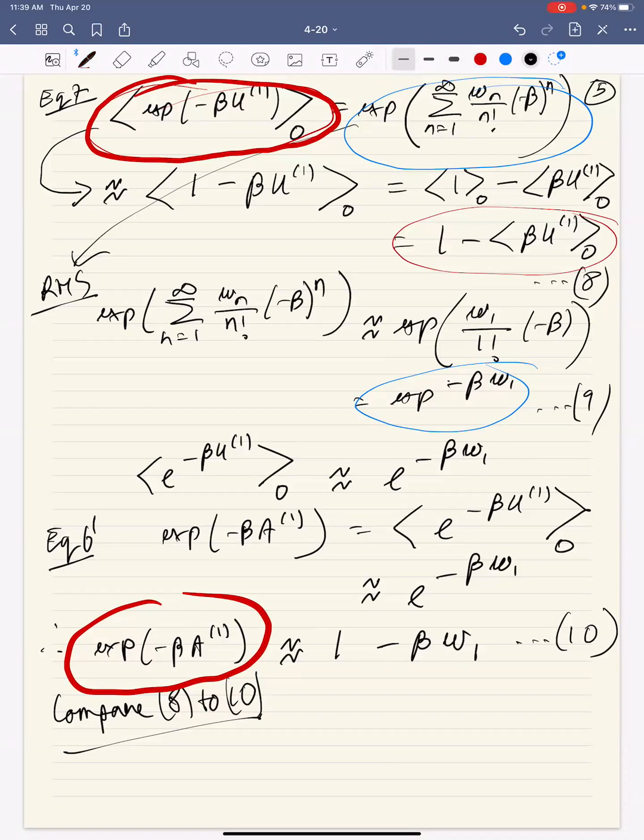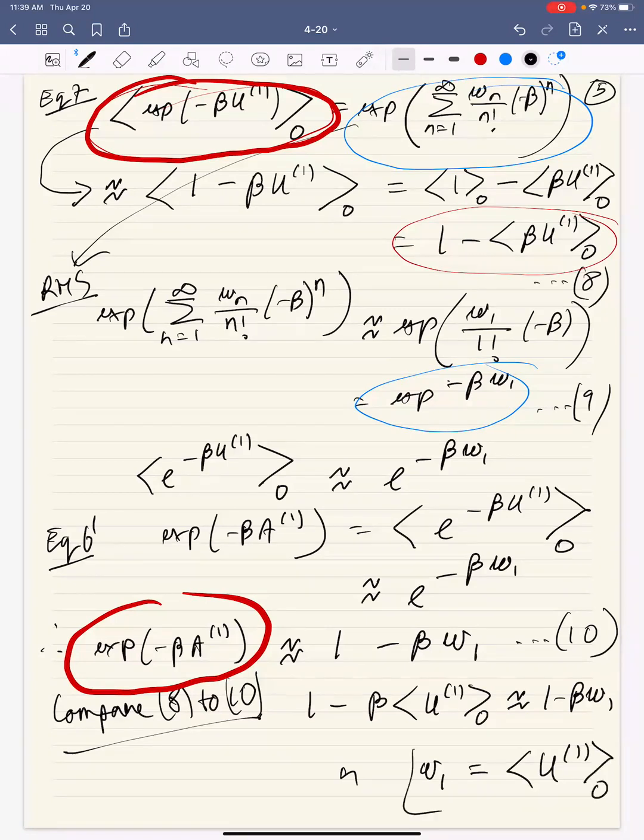On the right-hand side, we have two expressions, right? If we compare the right-hand side of equation 8 with equation 10, what do we get? We get 1 minus beta average of U1 in ensemble 0 is approximately 1 minus beta W1. Therefore, we get our final relation that we wanted to show, that W1 is equal to the average of the perturbation potential in the reference ensemble. That's the relation we wanted to show. And you can see why I don't want to do the algebra for W2 in class. It's simple, but it's messy.